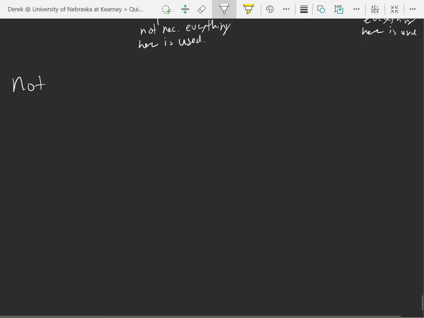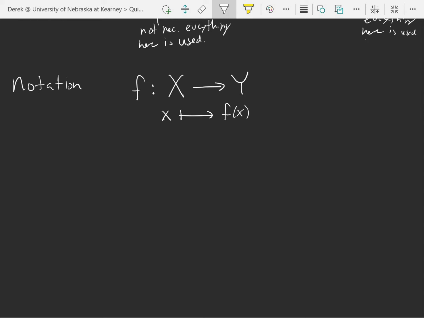So some notation. f maps X to Y, and x gets mapped to f of x. This is the function notation we'll see used, or part of it, maybe just the top line. This is the domain, this is the range. I don't think the book says this, but sometimes this is called the codomain.